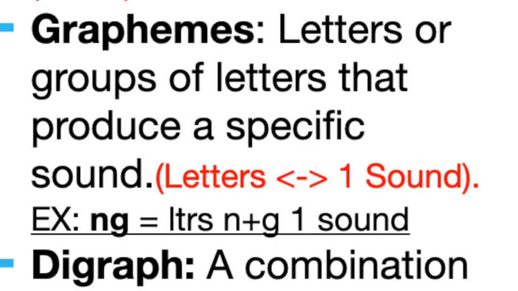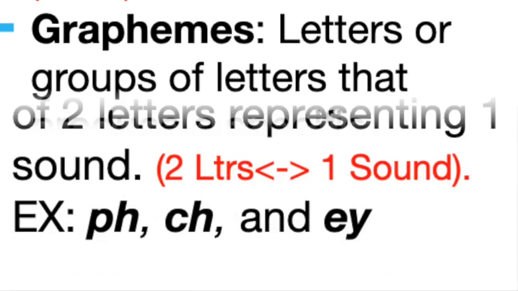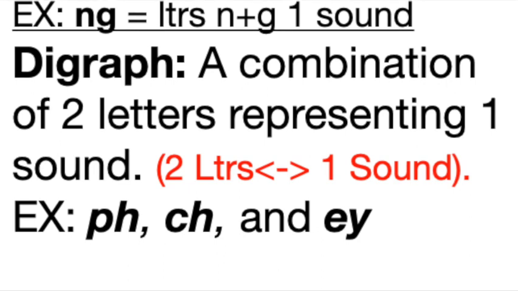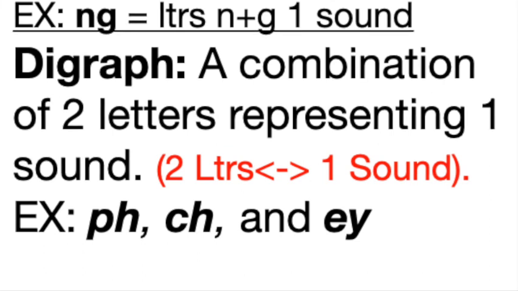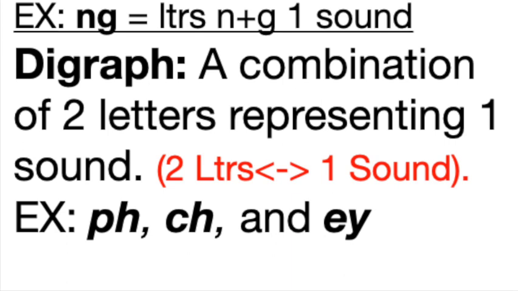The same is true for digraphs. What is a digraph? A digraph is a particular grapheme that is made up of only 2 letters to also produce one sound. PH, CH, and EY all make a single sound respectively.